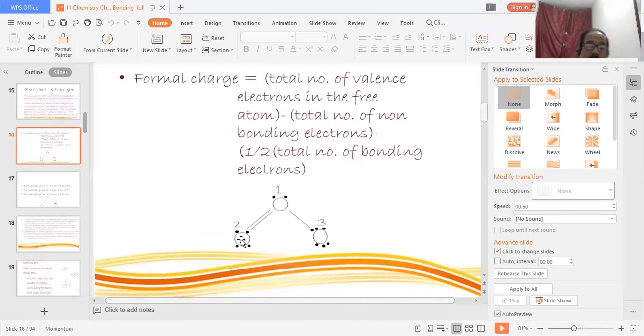The atomic number of oxygen is 8, and according to the electronic configuration, 2 and 6, so 6 is the valence electron. Here 4 electrons are present as non-bonding, and 2 electrons participate. For the second oxygen atom, the total valence electron is 6. The 4 dots mean 2 lone pairs, which is 4 electrons, and 2 electrons participate in this double covalent bond.